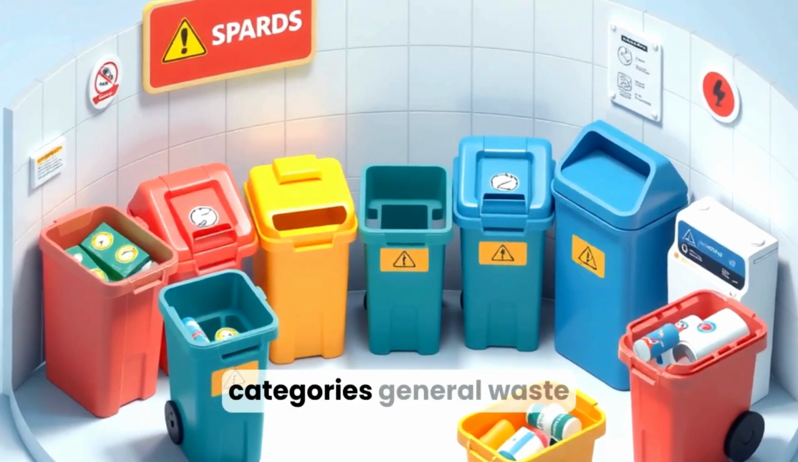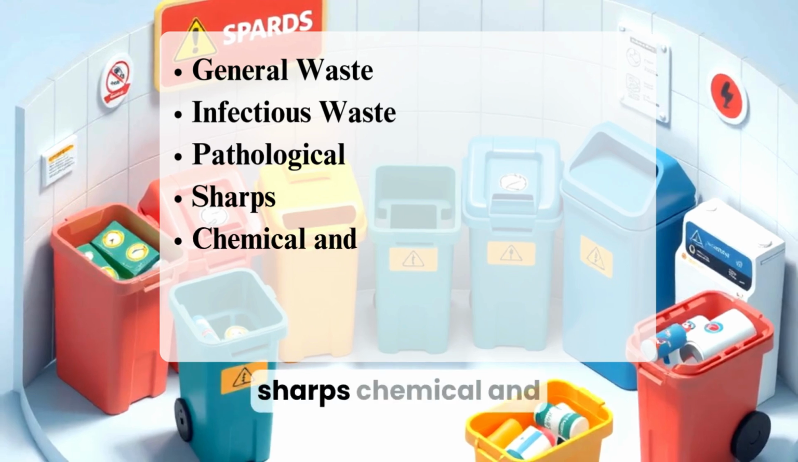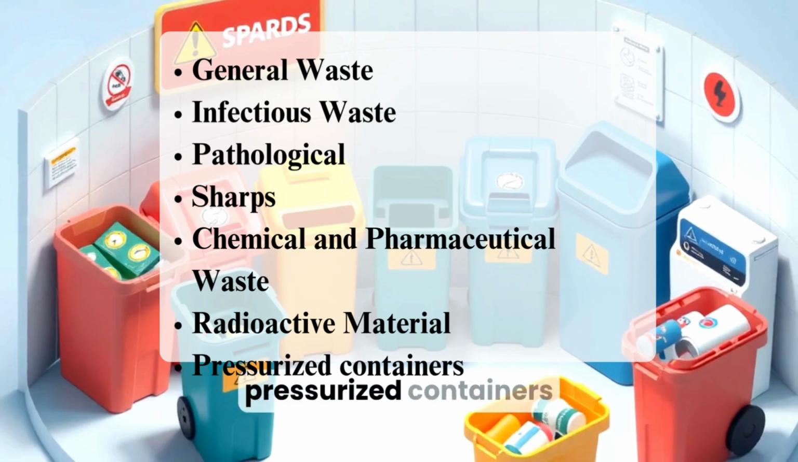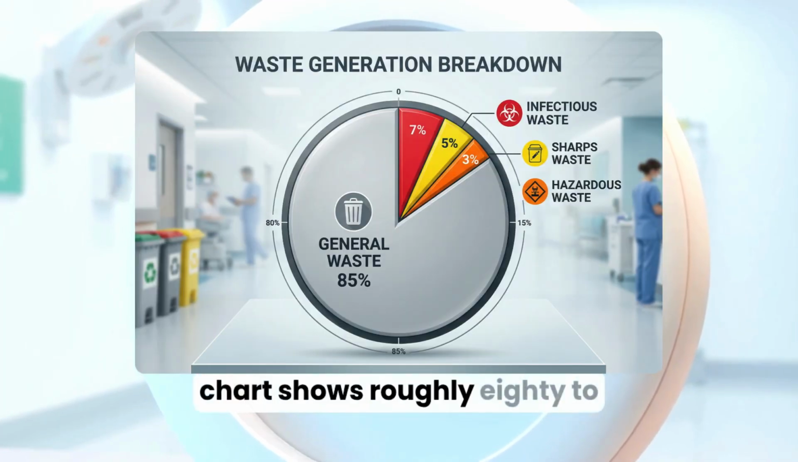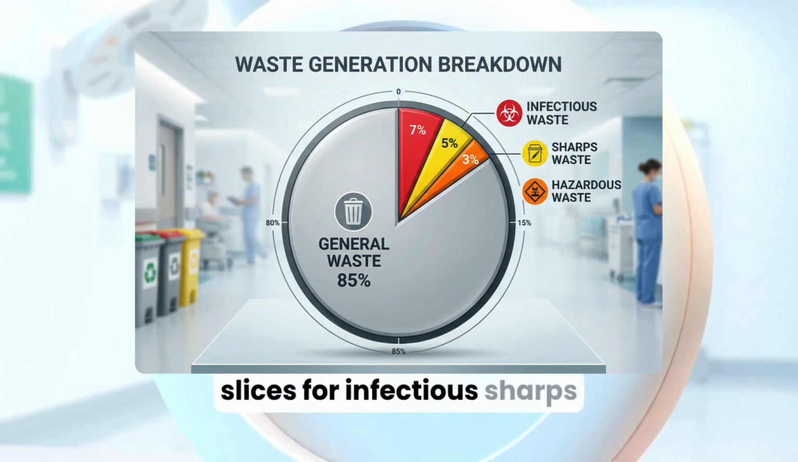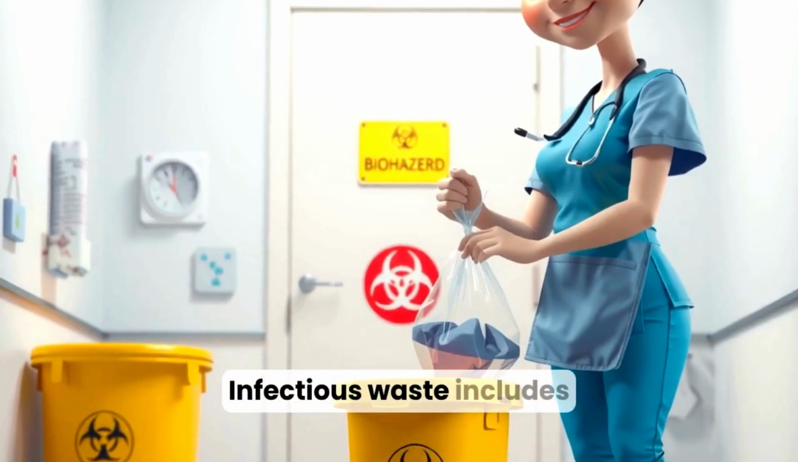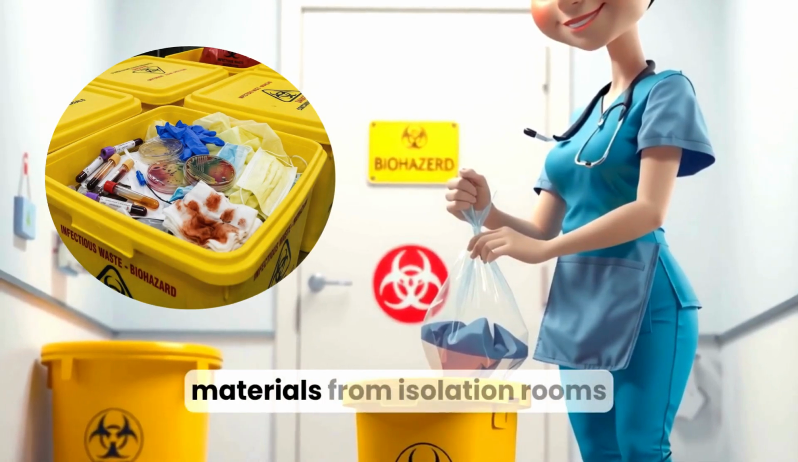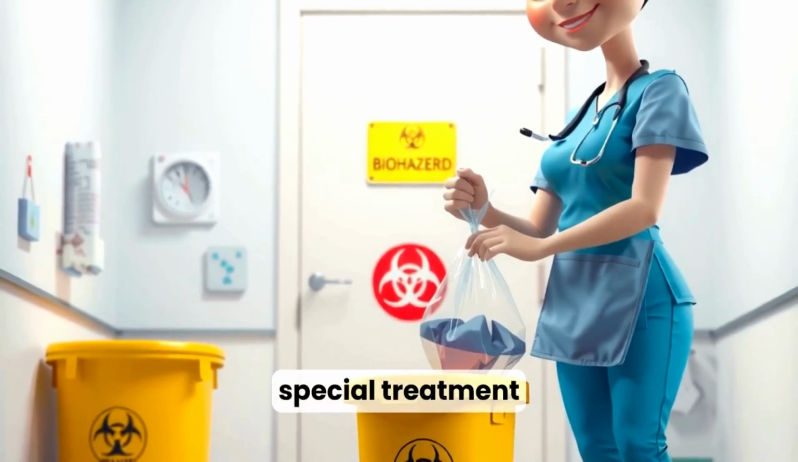Let's review the main categories: general waste, infectious waste, pathological sharps, chemical and pharmaceutical waste, radioactive material, and pressurized containers. On-screen infographic, a pie chart shows roughly 80 to 90% general waste, with the remaining small slices for infectious, sharps, and hazardous streams. Infectious waste includes items contaminated with blood or bodily fluids, cultures, and materials from isolation rooms or diagnostic labs requiring special treatment.